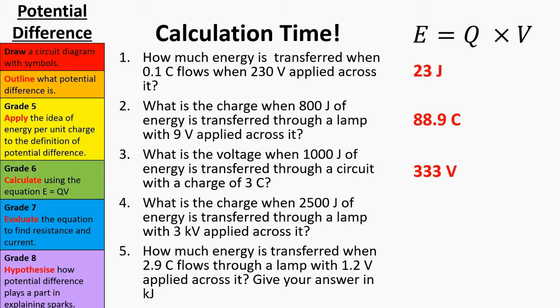333 volts. What is the charge when 2500 joules of energy is transferred through a lamp with 3 kilovolts applied across it? 0.833 coulombs. And finally, how much energy is transferred when 2.9 coulombs flows through a lamp with 1.2 volts applied across it? Give your answer in kilojoules. The answer is 0.00348 kilojoules. If your answers match those, brilliant.